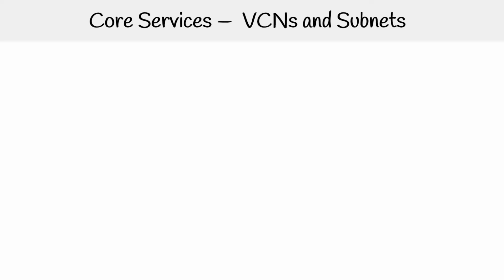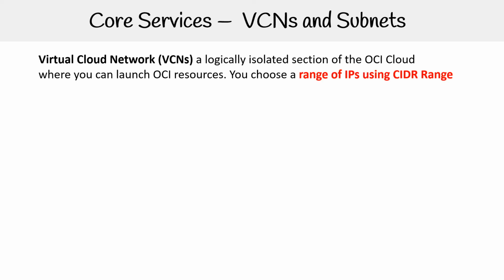So now let's take a look at VCNs and subnets. VCN is short for Virtual Cloud Network. It is a logically isolated section of OCI where you can launch OCI resources. And the way you define a VCN is you have to choose a range of IPs using a CIDR range. It's not so important to know the math behind CIDR range. All I want you to know is that it's a range of IPs.